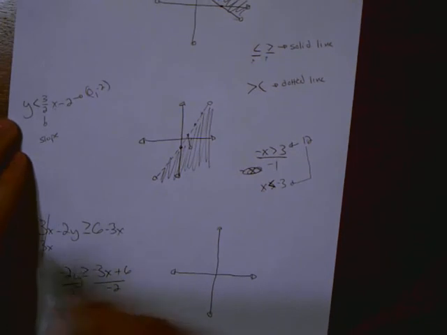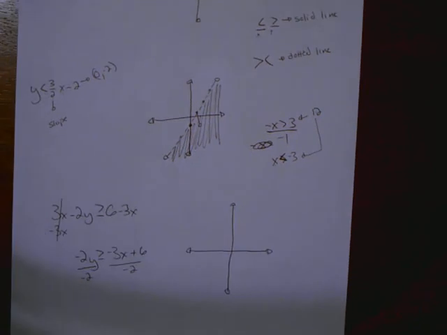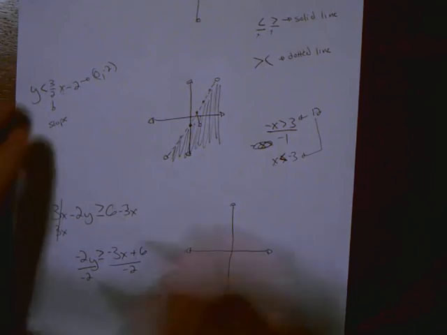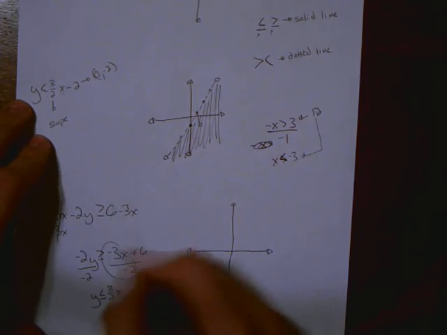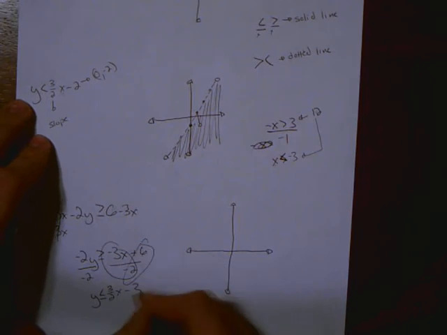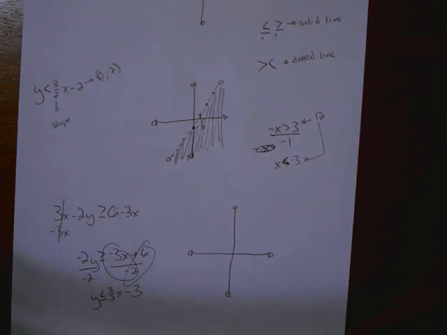Notice I didn't flip it when I subtracted. Subtraction, not important. Division and multiplication, only times where it's important. Only time. Must flip the sign. Y is now less than or equal to 3 over 2x minus 3.